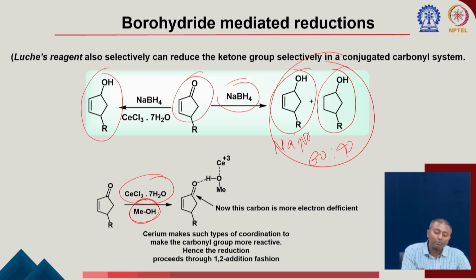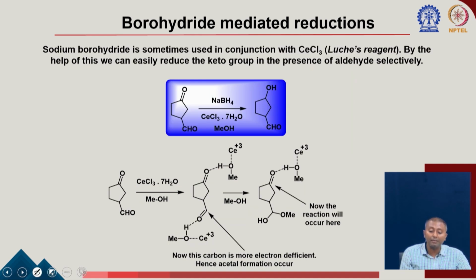Because what happens is, first the cerium actually interacts with the methanol oxygen. Okay, so there is first a coordination between the oxygen and the cerium that makes this hydrogen acidic, because once you have a plus character on the oxygen, you see this here. So that can coordinate with the carbonyl oxygen here. Once this H plus is coordinating with the oxygen, this carbon is becoming very electrophilic.